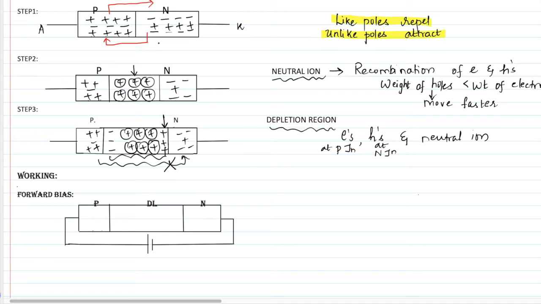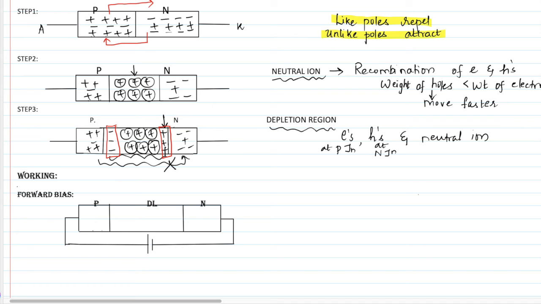These holes will block the holes from the P layer, and electrons in the same way cannot move towards the P layer for recombination, because here there are electrons which will repel the electrons, like poles repel. So these electrons cannot move to the P layer because there are electrons at the P junction which will repel them.